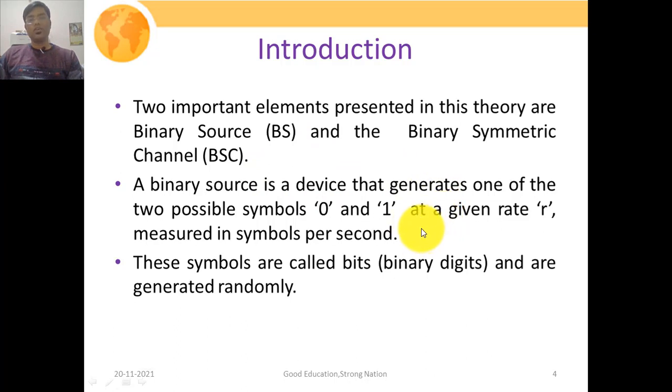So a binary source is a device that generates one of two possible samples, that is 0 and 1, at a given rate r, measured in symbols per second. A binary source is obviously a device which generates only two types of symbols, either 0 or 1, with a rate of r symbols per second. It means it will generate r zeros and ones per second. These symbols are called bits and are generated randomly. The information source generates these symbols randomly. It is not predictable at what time it will generate 0 and at what time it will generate 1.